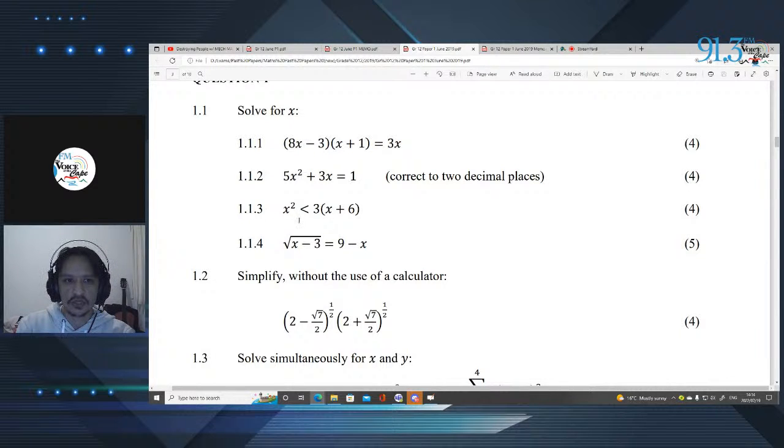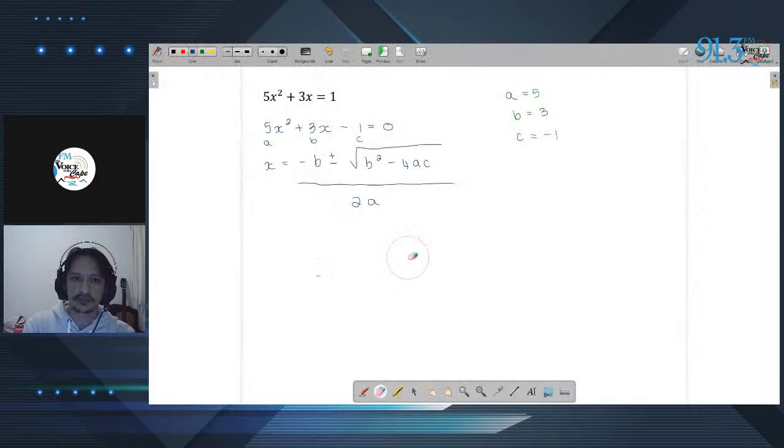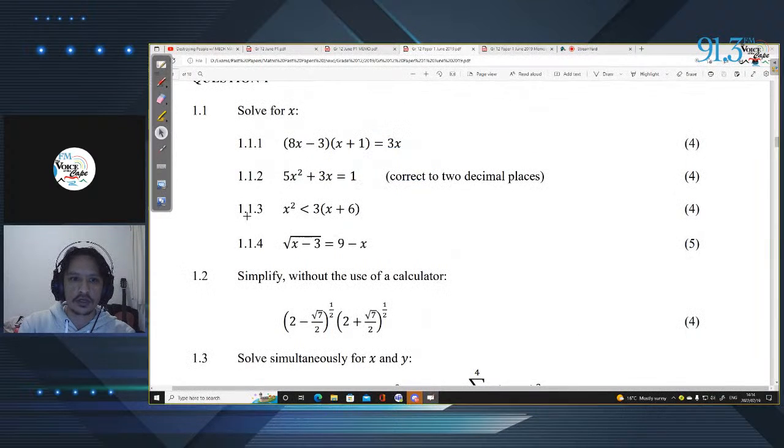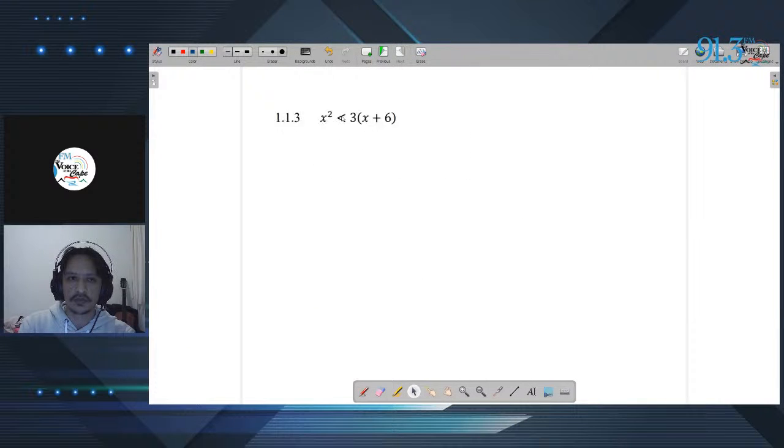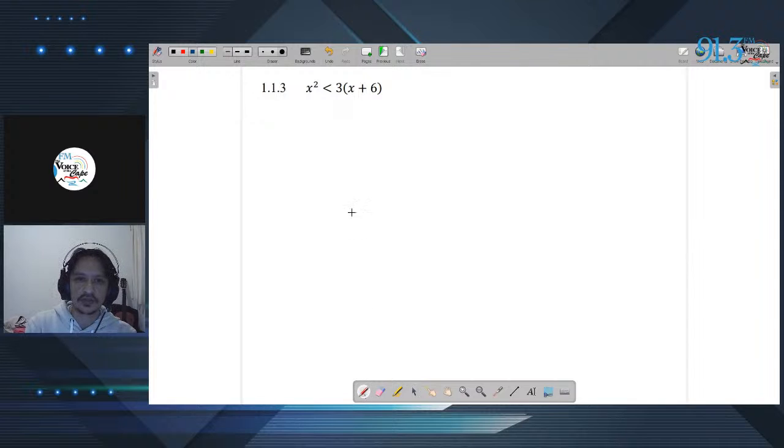So 1.1.3, x squared is less than 3 times x plus 6. Okay, so let us take a look at this one. Let me go back here. Just get this open board up. Let's cut out this problem. Go add it to a new page. Okay, so don't be daunted by inequalities. I know some people are quite daunted when they see these things. But if you remember how to work with number lines, you should not have an issue with inequalities at all.